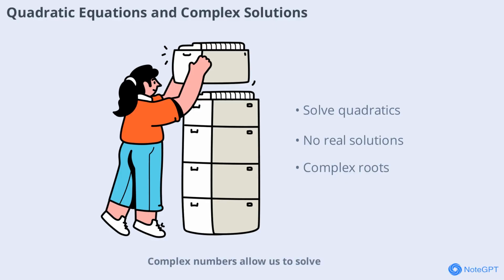Complex numbers allow us to solve quadratic equations that have no real solutions. For example, x² + 4 = 0 has solutions x = 2i and x = -2i. This expands our ability to solve equations and understand mathematical relationships that were previously out of reach.